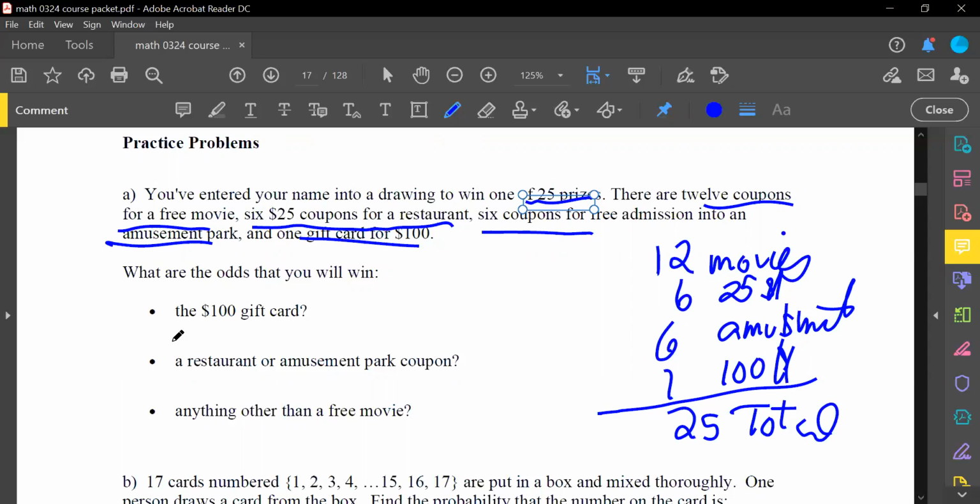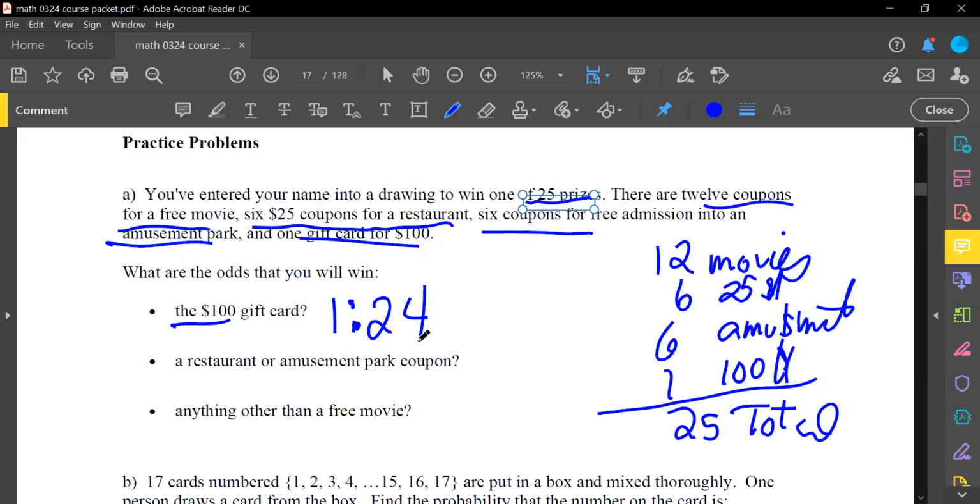All right. So what are the odds that I win a $100 gift card? The number of ways I can get what I want is 1, out of the ways I don't get what I want. Because this is 25 total, you add the others up, 12, 6, and 6, that's going to be 24. So 1 to 24.